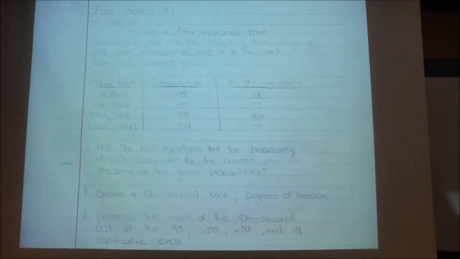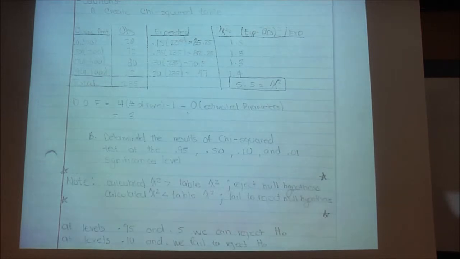Now we're going to do an example. Group 6 auto insurance claims fall into the following 4 categories with the given probabilities and number of accidents for the current year. Test the null hypothesis that the probabilities of each claim amount for the current year are the same as the given probabilities. To do this, we're going to: A, create a chi-square table and determine the degrees of freedom; B, determine the result of the chi-square test at the 0.95, 0.50, 0.10, and 0.01 significance levels.